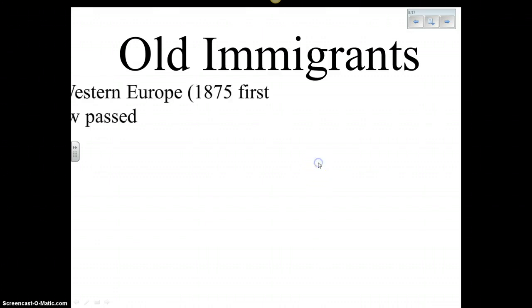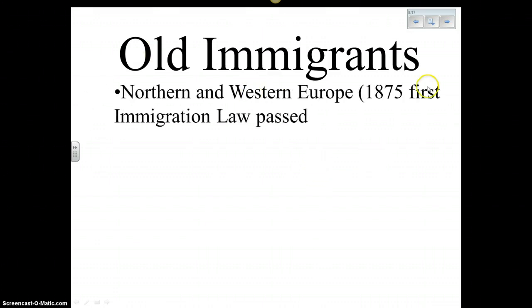Two types of immigrant groups that we talk about. Old immigrants, and this is kind of a soft date, but it's just one to give us a sense of when this shift happens. We're going to say prior to 1875 is a good year to set, and that's because that's the first year that an immigration law was passed in the United States. And what are the demographics of old immigrants? What do old immigrants look like?